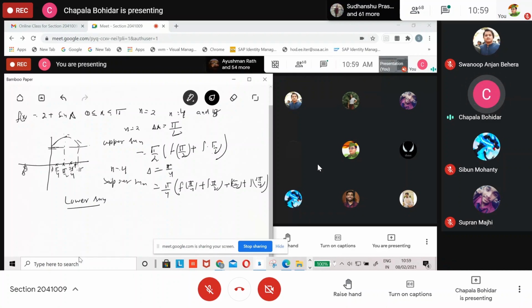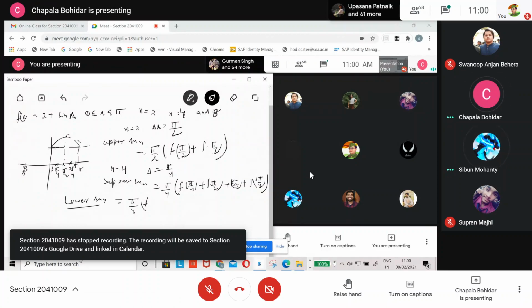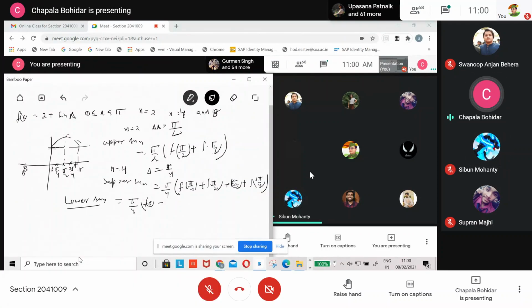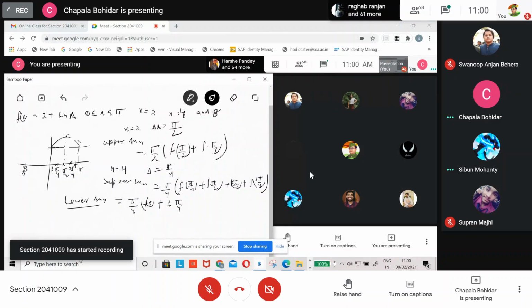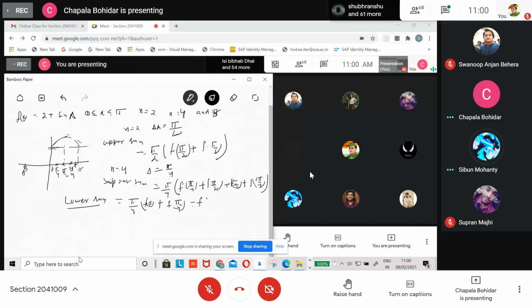Similarly, lower sum. Say for n is equal to 4. You can say for 2 easily. Say for 4. Lower sum, that is pi by 4 multiplied by f of... where do you get the minimum value? 0. Yes. Then pi by 4. Pi by 4, yes. Then it is 3 pi by 4. Very good.